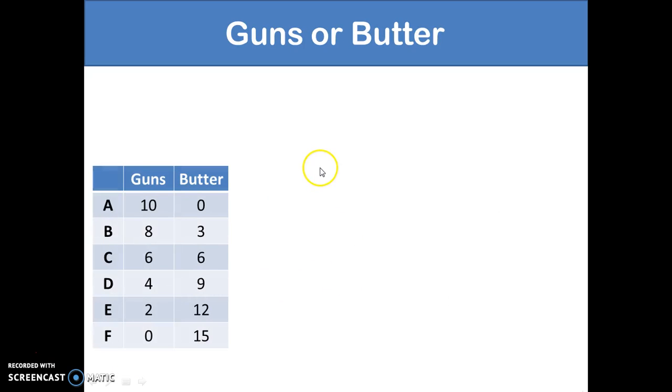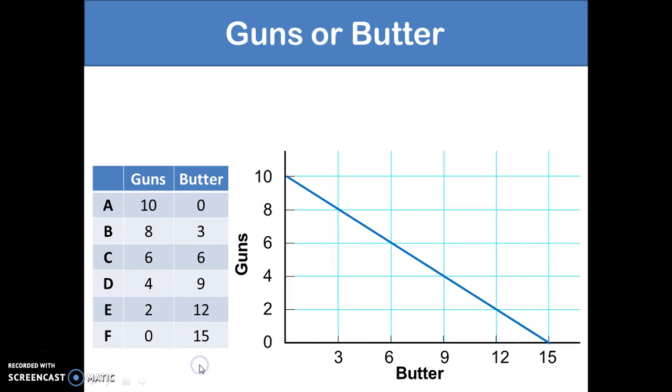A classic example is to compare how an economy can produce guns or butter. Guns means weapons or national defense, whereas butter would be food and produce. So here's a simple schedule showing different options and how much can be produced of both. And then we can graph that data.